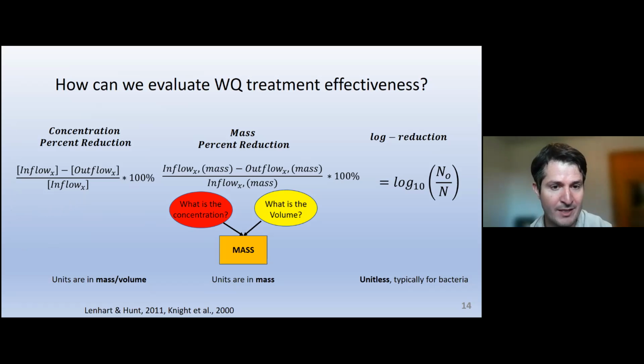And concentration percent reduction, the easiest way to think about that is whatever your result for, for example, copper is coming into the terrace, and then what is it going out, and the percent difference there. So a positive number would indicate that the copper was reduced in the wetland. A negative reduction number would indicate that copper increased from the inlet to the outlet of the terrace.